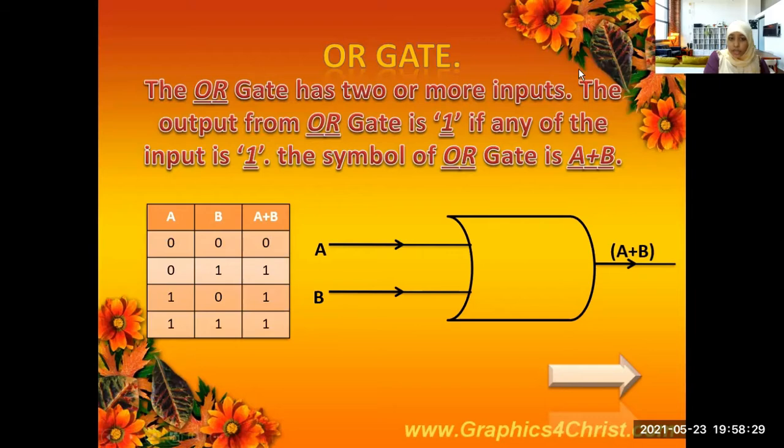If you put inputs here, there are 2 inputs going inside the gate. When you input 2 inputs, if either of the inputs is 1, the output will be 1. That is the rule of the gate.